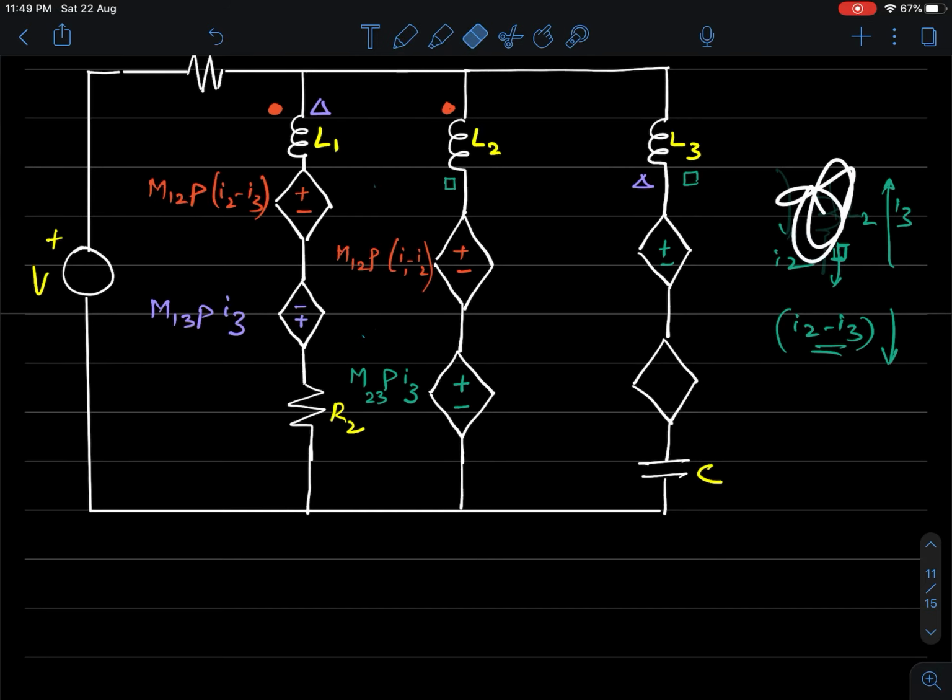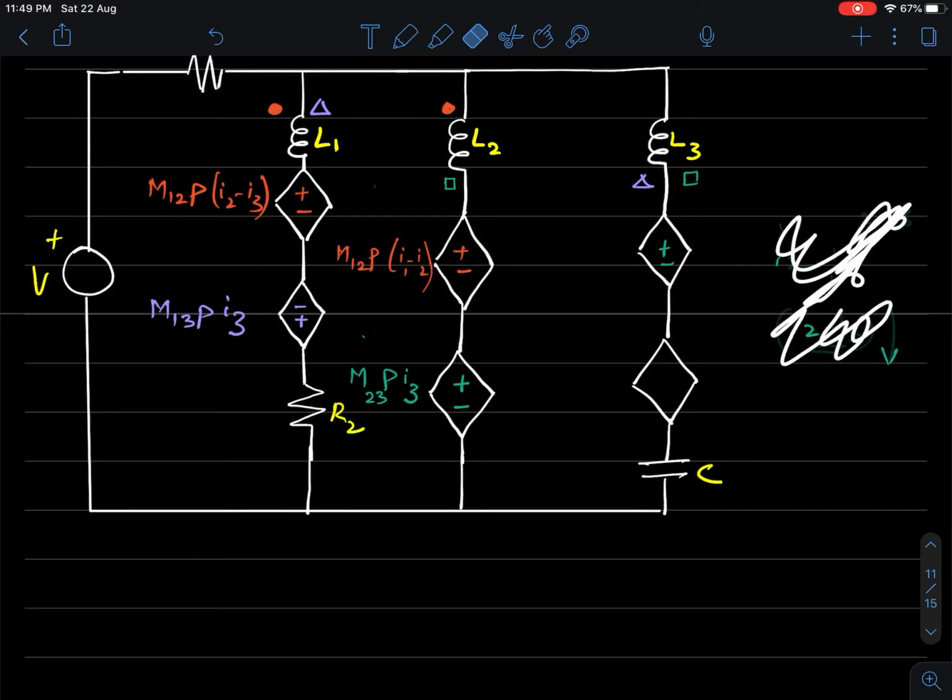Okay, so that is the polarity. Now what is the magnitude? So the magnitude of that is M23P, I2 minus I3.